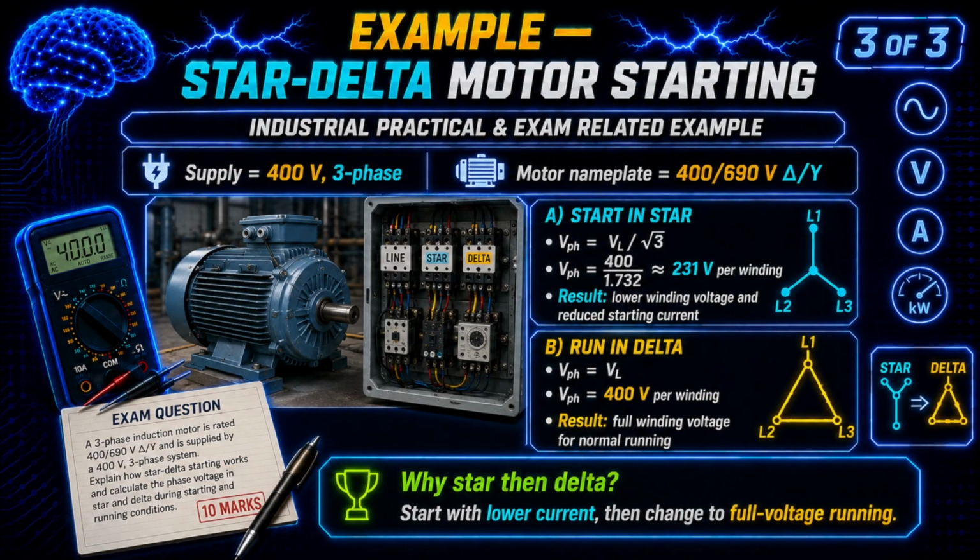Now let's take a practical and exam-related example. Suppose we have a 400-volt supply and a motor designed for 400-volt delta and 690-volt star. When the motor starts in star, each winding gets 400 divided by √3, which is about 231 volts. So the winding voltage is lower, and that helps reduce the starting current. After starting, the motor changes to delta, and now each winding gets the full 400 volts. That's the practical reason behind star-delta starting, and it's also a very common trade and license exam concept.